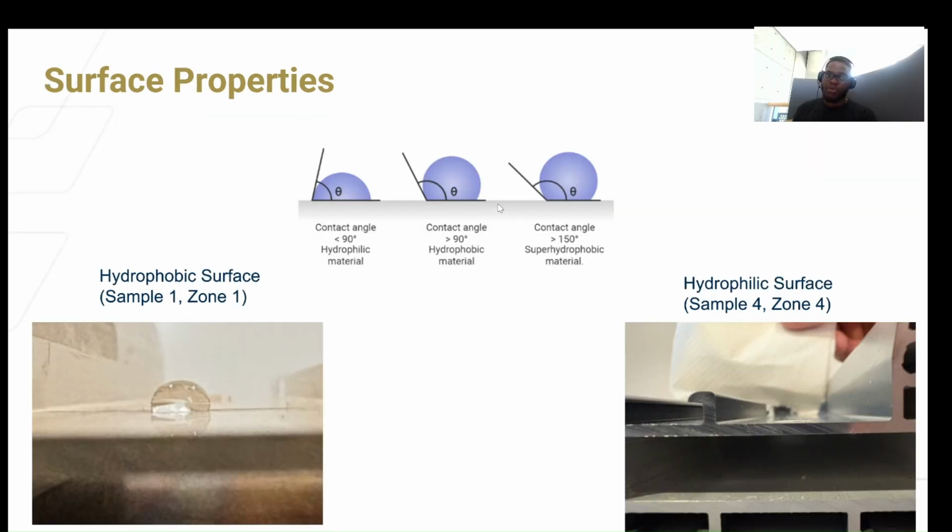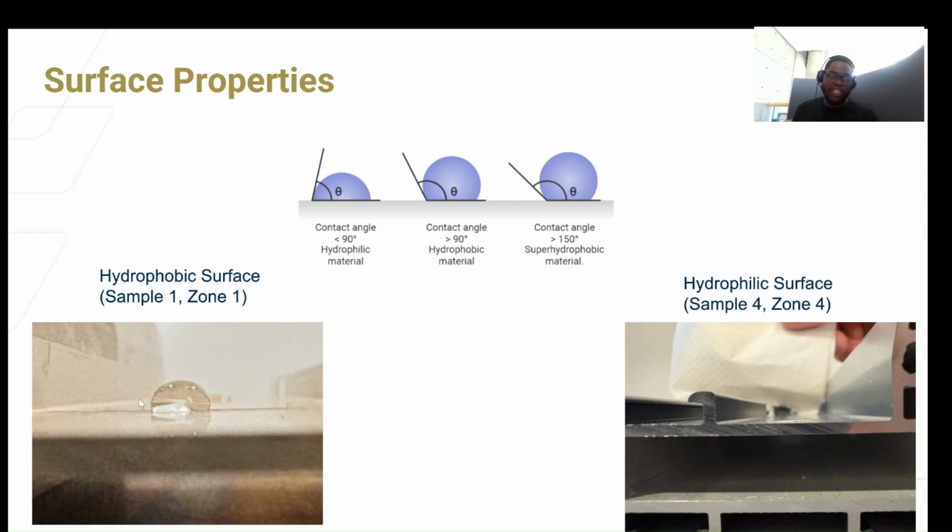Similarly, we have the surface properties, which are very important throughout the duration of the experiment. A hydrophilic surface just refers to a material that has a contact angle between the water droplet of less than 90 degrees, while a hydrophobic surface has a contact angle greater than 90 degrees.